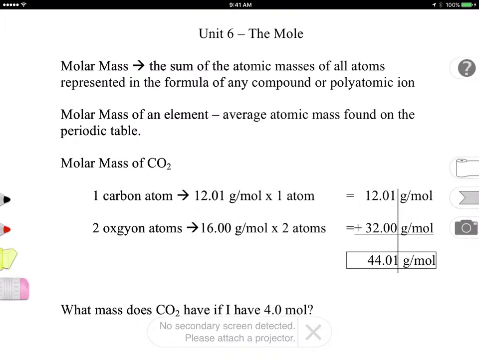Today we're going to talk about molar conversions, which also include molar mass as well as the conversions, and then also percent composition. So this is your notes. First thing up is molar mass.